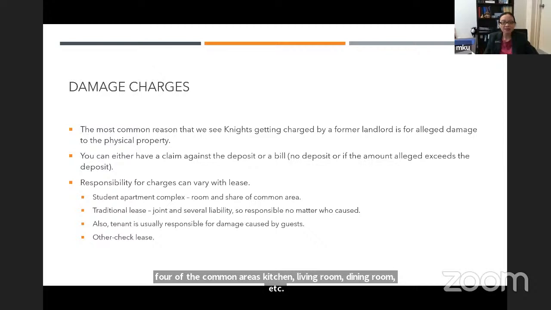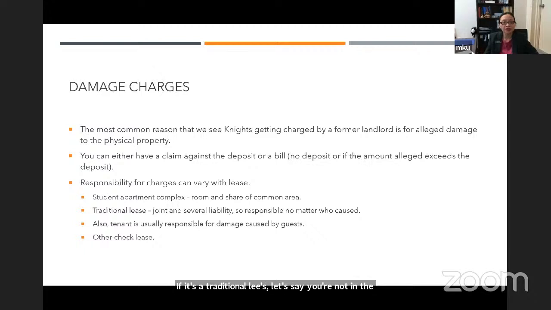If it's a traditional lease, let's say you're not in a student apartment complex, like you and your friends or you and your boyfriend or girlfriend rent an apartment at a more traditional apartment complex where there's a bunch of other, maybe non-student, residents, you fall under what's called joint and several liability. I usually explain that as one for all and all for one. So it doesn't matter that your roommate Johnny punched that hole in his bedroom wall when he was drunk one night. You didn't do it. It's joint and several liability. You're all responsible for that damage, no matter who caused it.